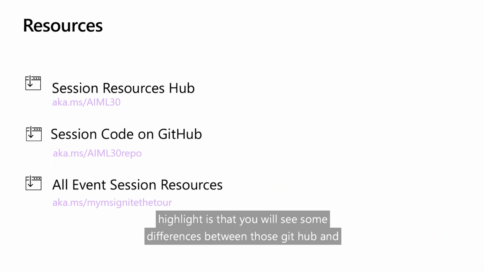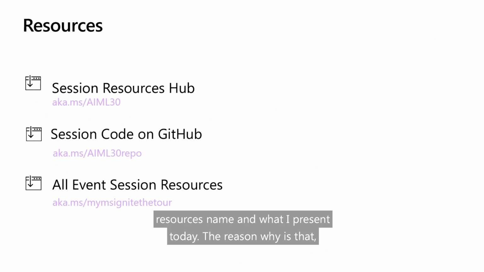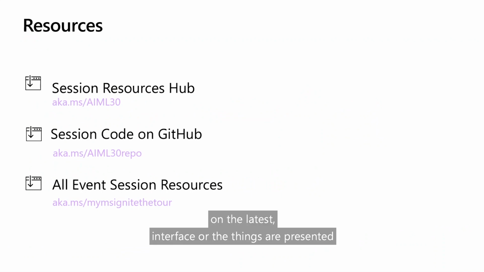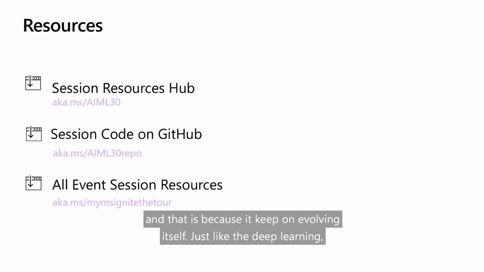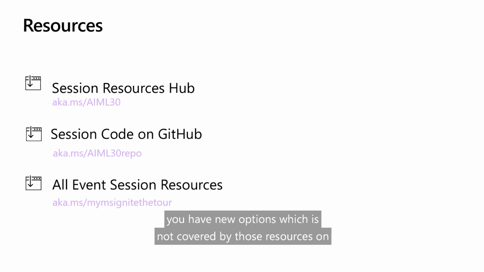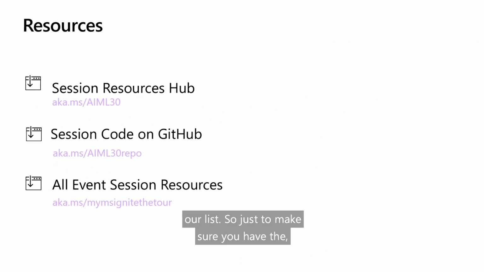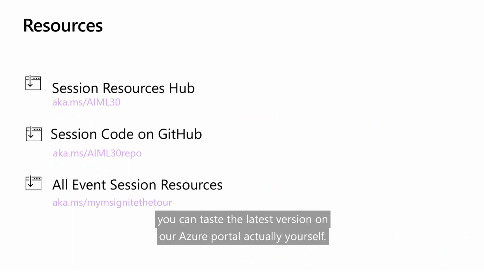What I want to highlight is that you will see some differences between the GitHub resource names and what I presented today. The reason is that our platform keeps changing, so if you see updates in the latest interface, it is because it keeps evolving itself. Just like deep learning, there are new options not covered by those resources. So you can try the latest version on the Azure portal yourself. Feel free to browse those resources and get your first hands-on labs ready.